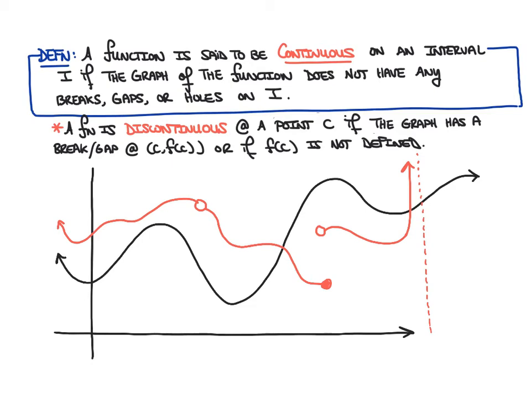A function we say is discontinuous at a point if the graph has a break or a gap at that point. So this point right here would be a point of discontinuity. That's how we would describe it. This point here would be a point of discontinuity, and this x value down here would also be a point of discontinuity for the graph. Again, this is your first introduction. We're going to see this a lot later in the course.